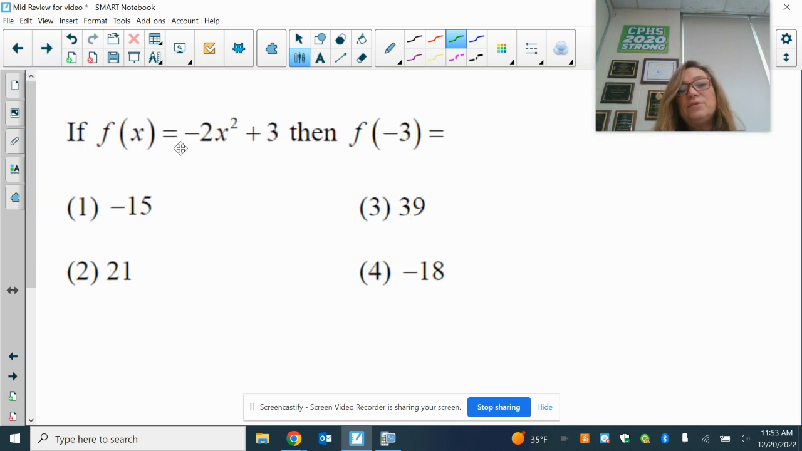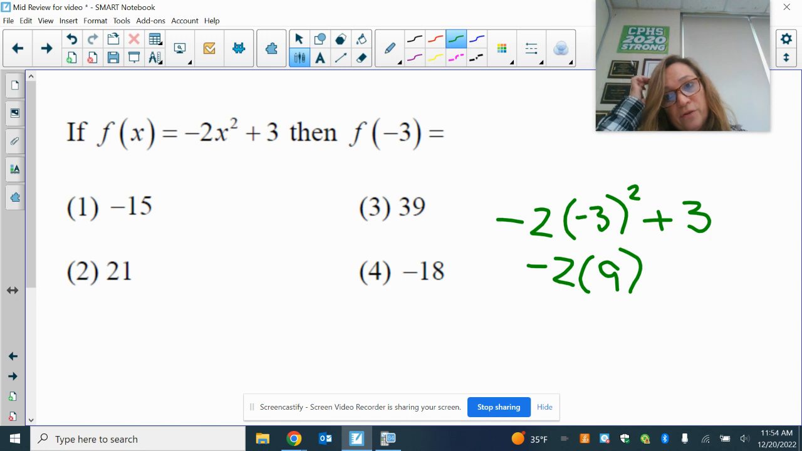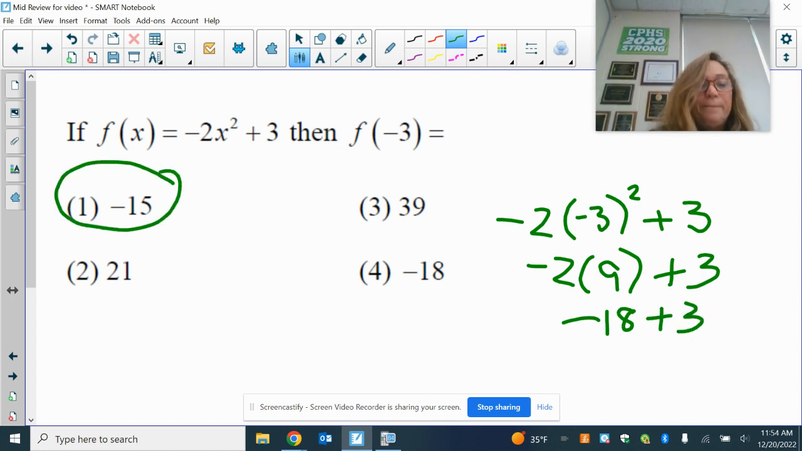Okay, so this is substitution again. So this is -2 times -3 squared plus 3. Again, you can use mental math or you can use your calculator. So this is going to be -2 times 9, because -3 times -3 is 9. And then that's -18 plus 3, which is -15.